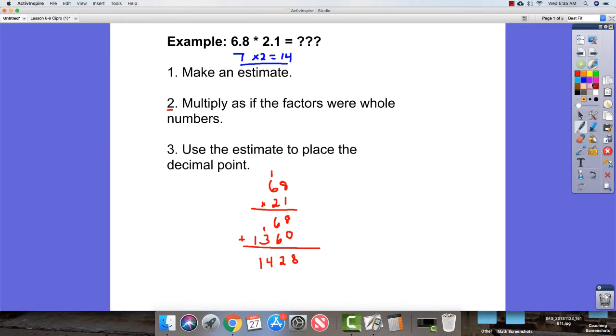And now the last thing I need to do. Remember, we weren't really multiplying 68 times 21. We're really multiplying 6 and 8/10 times 2 and 1/10. So now I use my estimate to help me place my decimal. I know my answer should be around 14. So here would be my tens, my ones, and the decimal always goes behind your ones place. So my answer is 14 and 28/100. So 6 and 8/10 times 2 and 1/10 equals 14 and 28/100. Okay? That's how it goes.